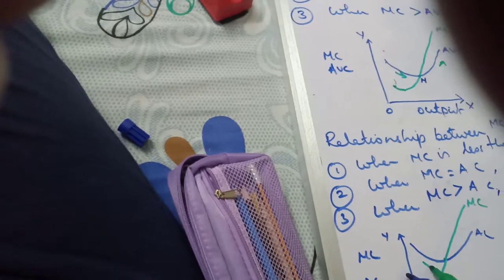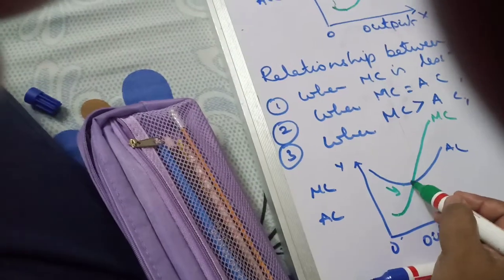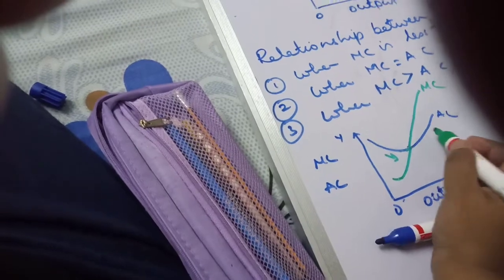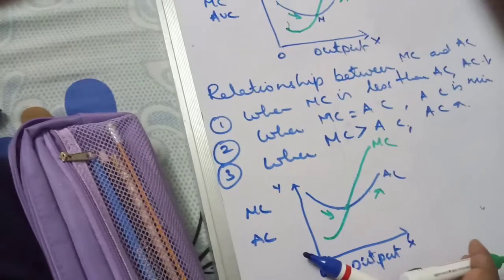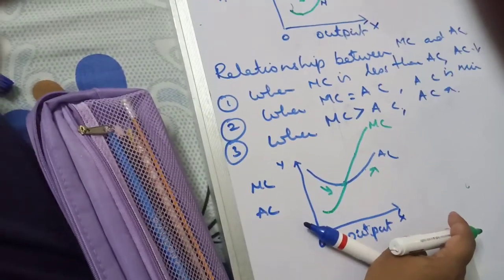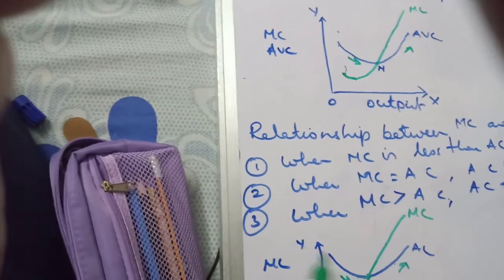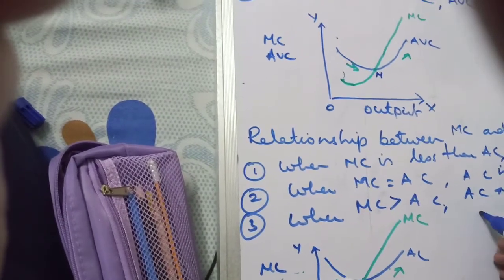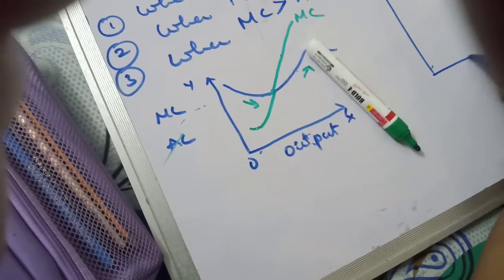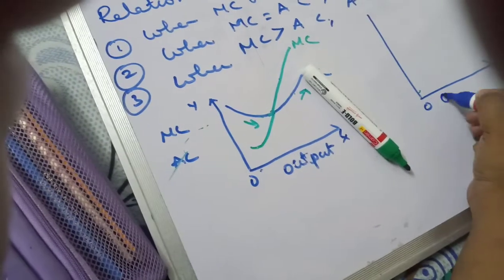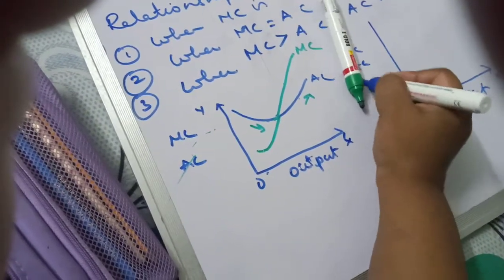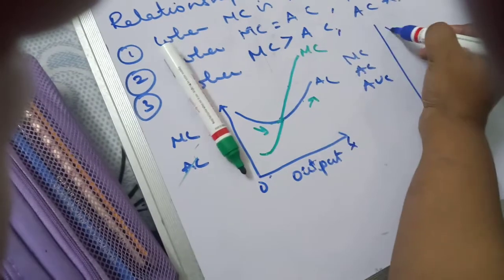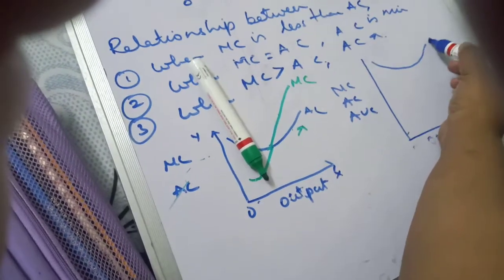When MC is less than AC, AC falls. When MC is equal to AC, AC is at its minimum. When MC is greater than AC, AC rises. Let's just put them all together, if at all you want to make it together. MC, AC, AVC. First let's make AC.